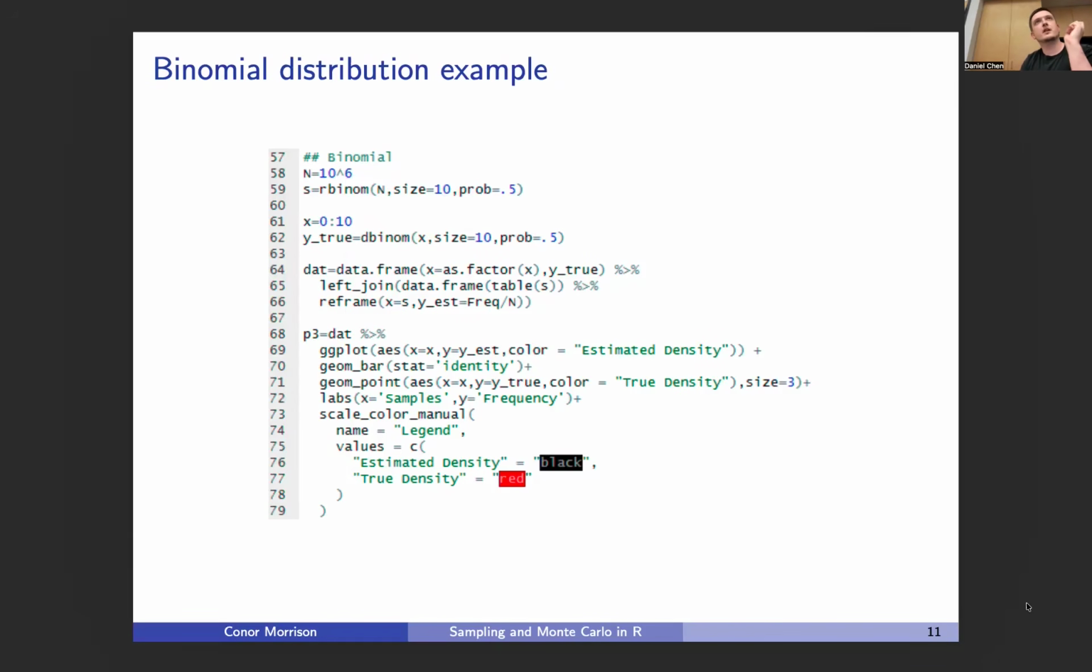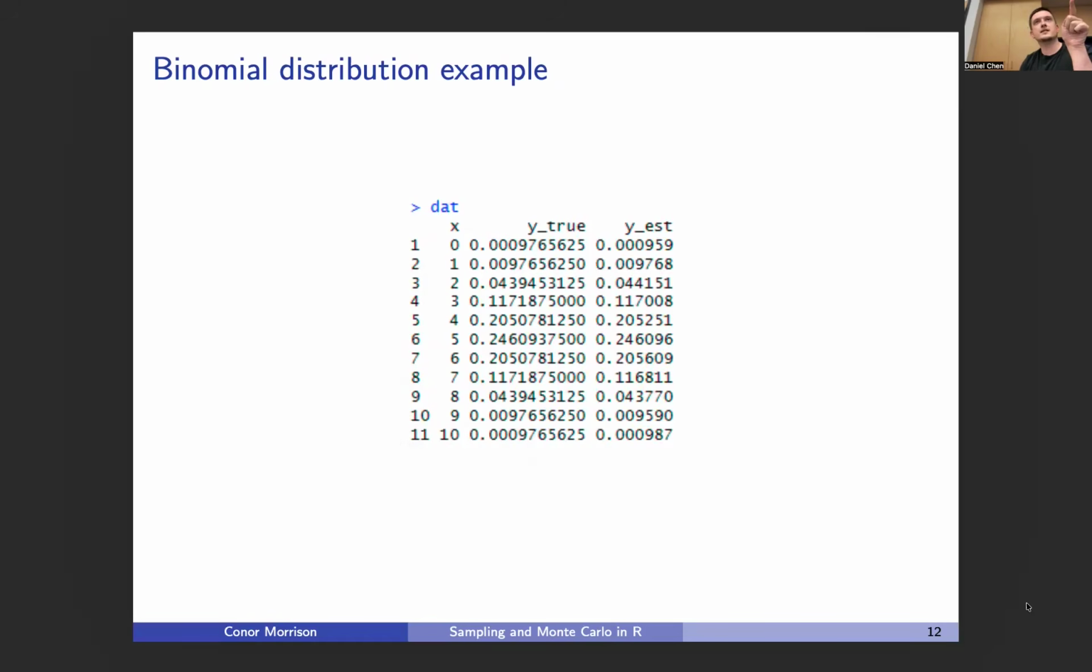The last example, this is a little different. I just wanted to show you one example of a discrete distribution. This is the last one I'm going to talk about. The only difference really, you can see again, there's rbinom at line 59, there's dbinom at line 62, and that 64 to 66 business, I'm making this data frame.